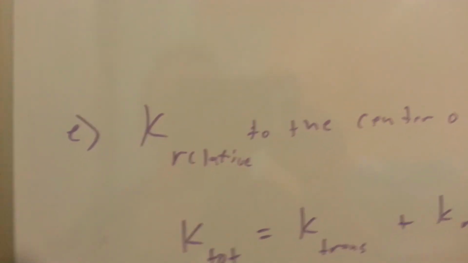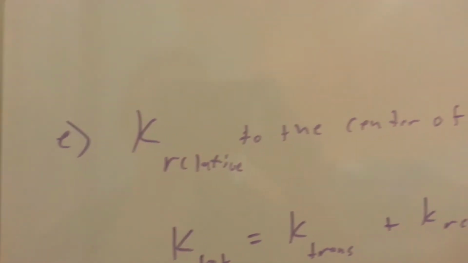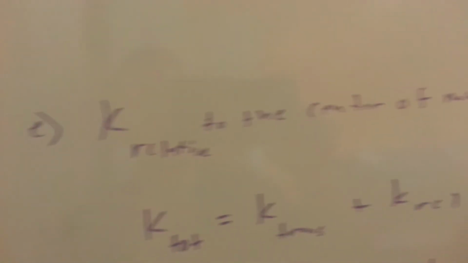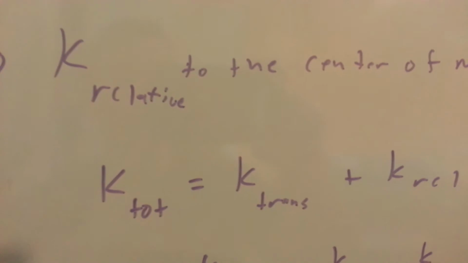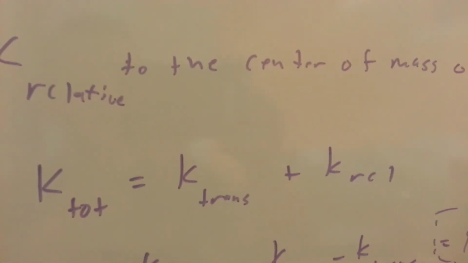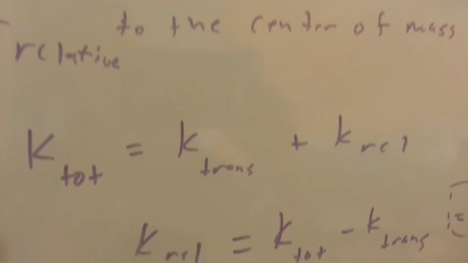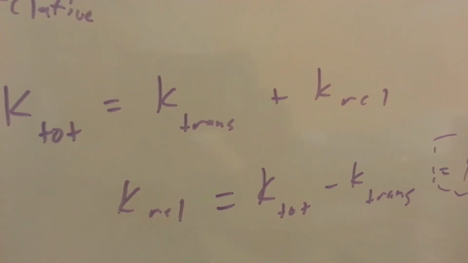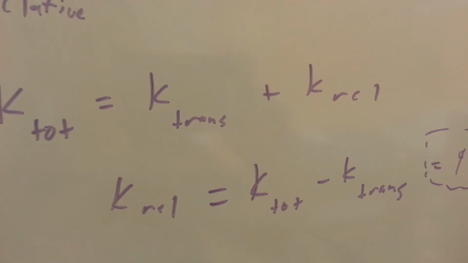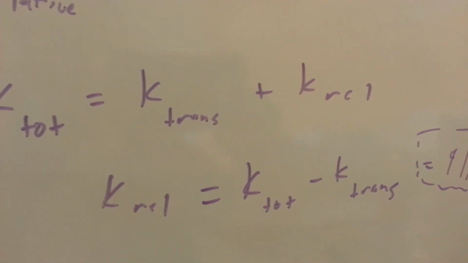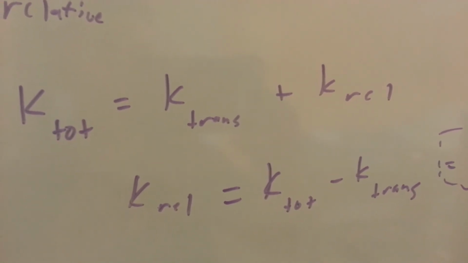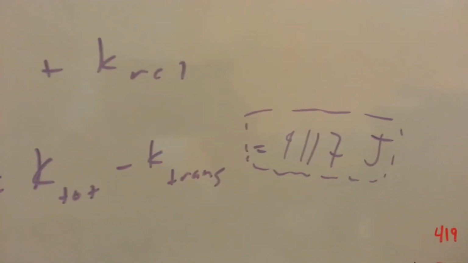And we have one more question. That question is, what is the relative kinetic energy of the center of mass of the system? Relative kinetic energy can be seen in this equation and can be solved for like so. Relative kinetic energy is equal to the total kinetic energy minus the translational kinetic energy. And here's your value.